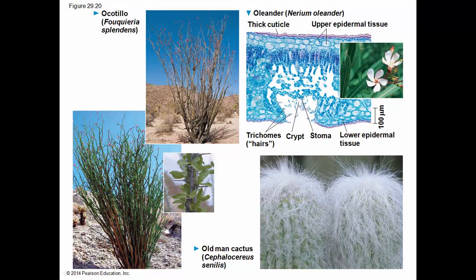Here's the oleander leaf. Okay, the multiple layers of epidermal tissue and the crypt, the structure to help protect the stoma. Some desert plants complete their life cycle during the rainy season. Others have leaf modifications that reduce the rate of transpiration. Some plants have a specialized form of photosynthesis called crassulacean acid metabolism, where stomatal gas exchange occurs at night.